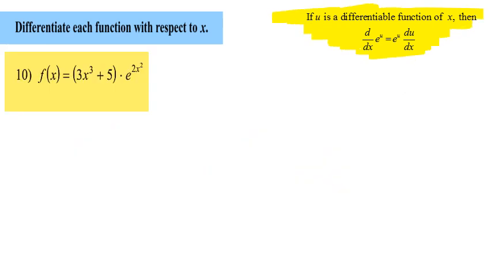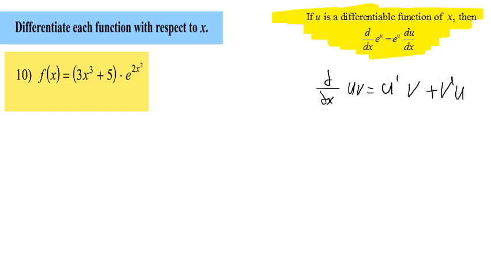Differentiate the function with respect to x. As we can see, we have a function f of x equal to 3x to the power of 3 plus 5 multiplied by e to the power of 2x squared, and as we can see, this is a product rule. The derivative of a product is equal to the derivative of the first multiplied by the second plus the derivative of the second multiplied by the first.